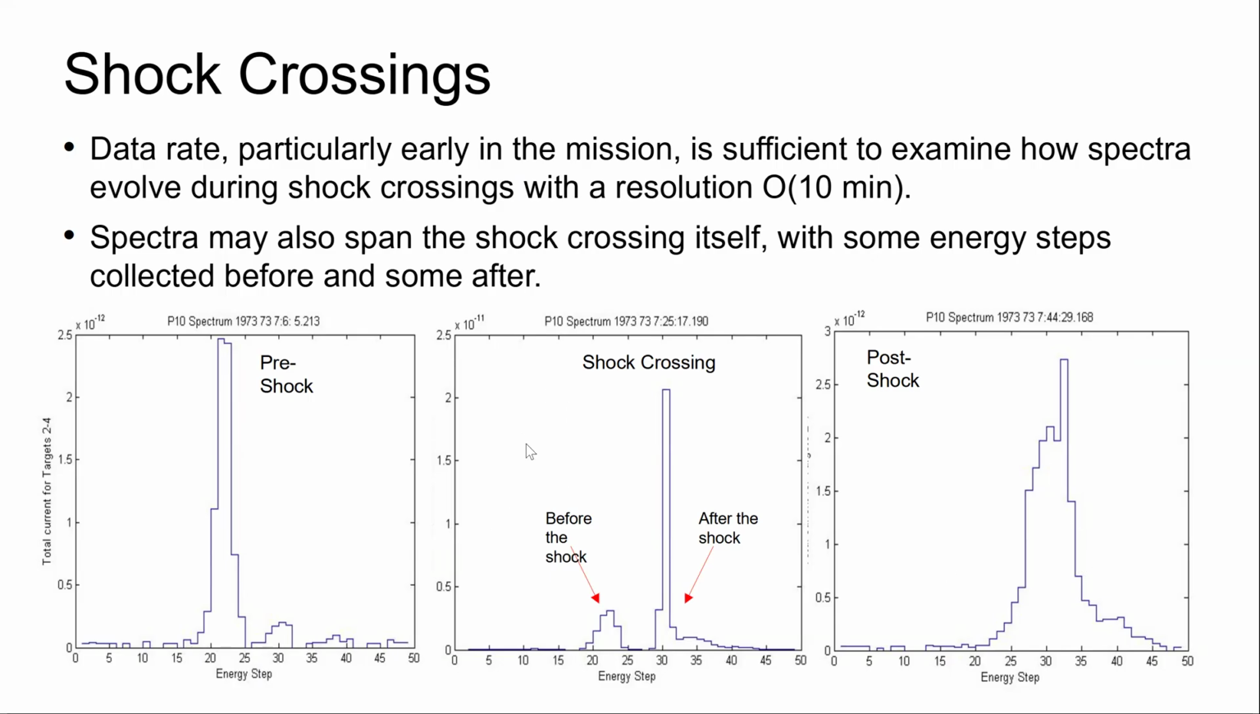And one spectrum actually was taken during the shock crossing itself. So the low energy step part of the spectrum was taken before the shock, and the high energy part of the spectrum was taken afterwards. And I'm sure we could learn something from these. I just haven't had a chance to figure out what it was.